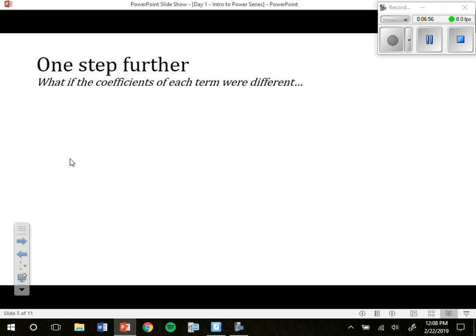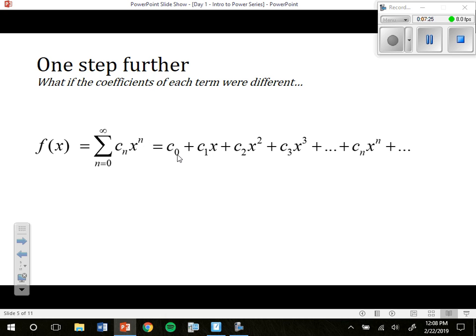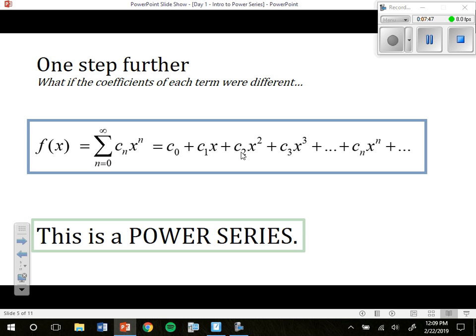One step further. What if the coefficients of each term were different? So I have f of x, and the series we just looked at was a plus ax plus ax squared. What's the coefficient on every term? A. Now we're going to let those coefficients change. So instead of a, we'll call it c sub n, for coefficient sub n. That means my first term is c sub 0 times x to the 0, which is just c sub 0, plus first coefficient times x, plus second coefficient times x squared, plus third coefficient times x cubed. You see how this looks sort of geometric? Now it's not geometric anymore because my coefficient's changing, but it's built from this idea of a geometric series. This is a power series.